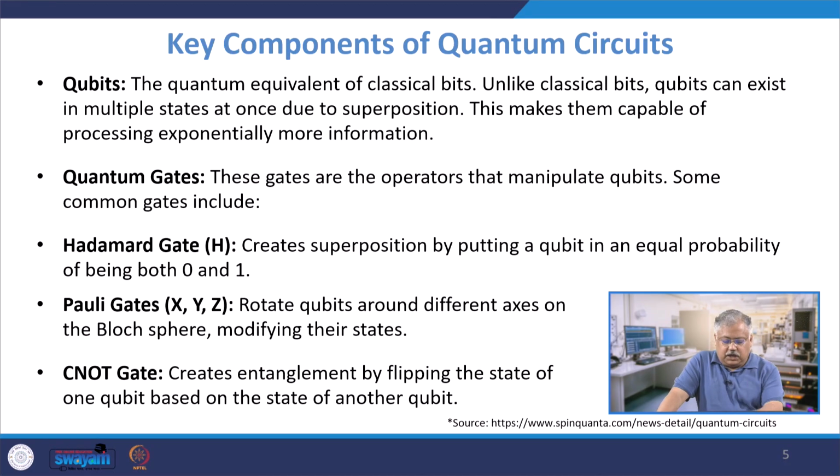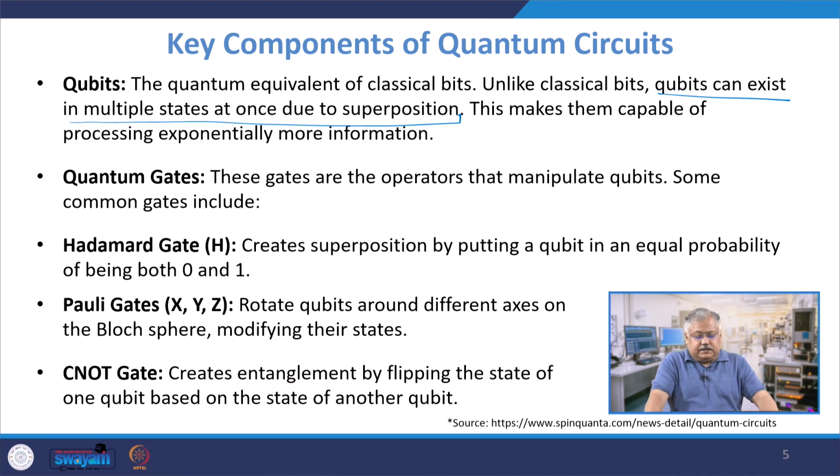Okay. Now, what are the key components of quantum circuits? Qubits, as I told you, are the basics. Qubits are the quantum equivalent of classical bits, and as I discussed, qubits can exist in multiple states due to superposition. Because of that you can have multiple states from a single qubit, and therefore the information carried by these qubits is relatively large. Quantum gates are operators that manipulate qubits. Some common gates, as I discussed, are Hadamard, Pauli and CNOT. Within the Pauli there are three gates: X, Y, Z.